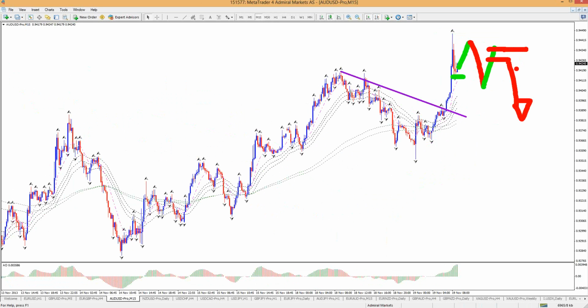Aussie USD is definitely a very strong momentum to the upside. So we want to be very careful with that. This could still push up despite that 1 hour pin bar.